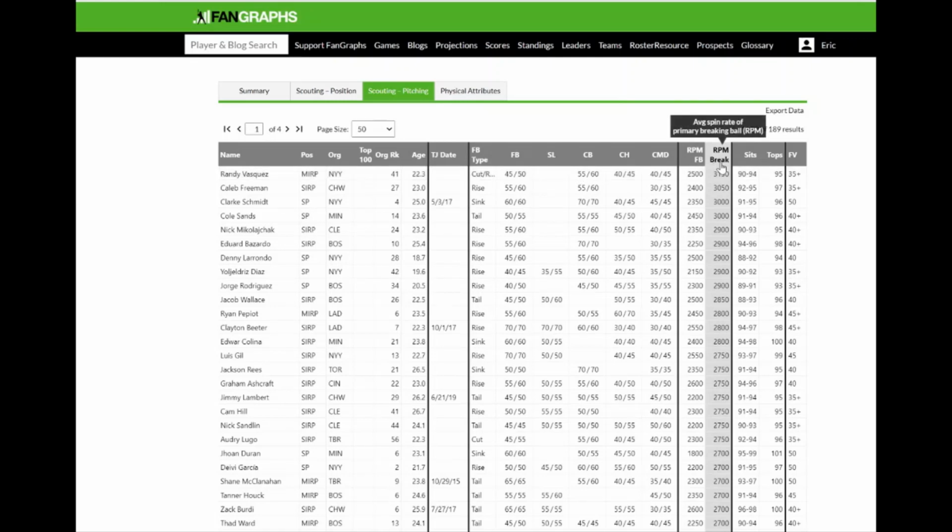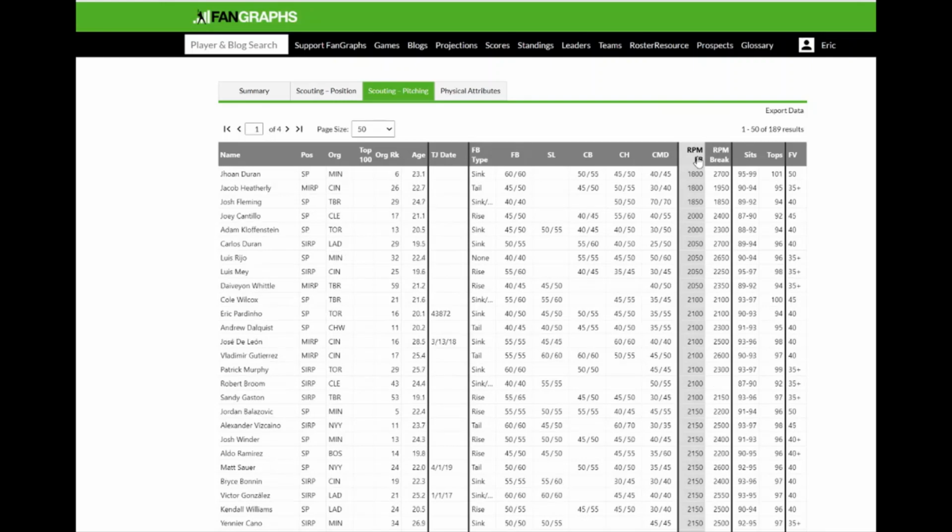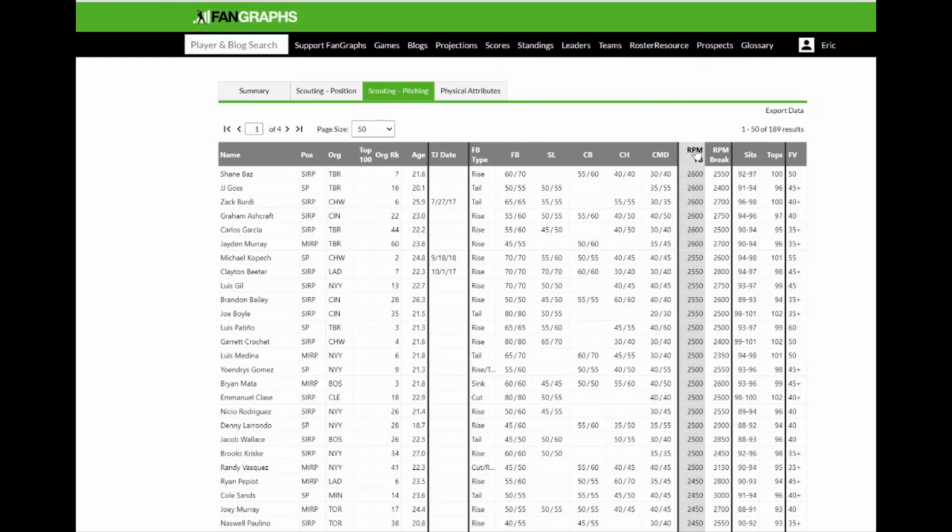I just think it's interesting to know if a guy can spin the ball or not. So I'm taking the higher of the two breaking ball spin rates if a guy's got two, even if it's not the better of the two breaking balls, just as a way of illustrating, hey, this guy can really spin it. You can see the upper and lower end of the prospects who I've done so far. Some commonality in the orgs here.